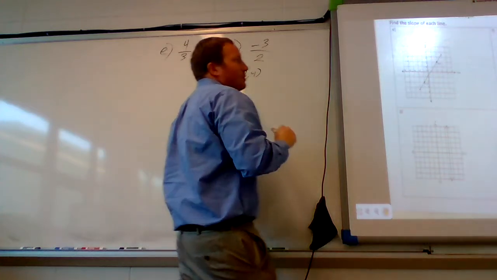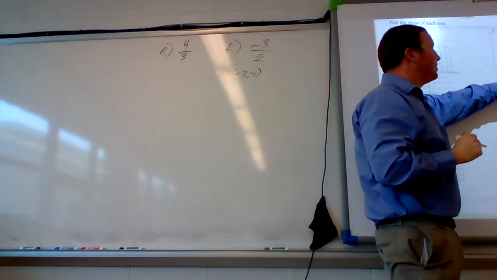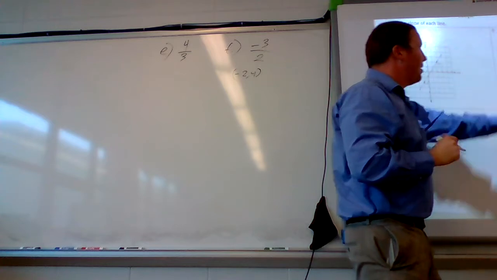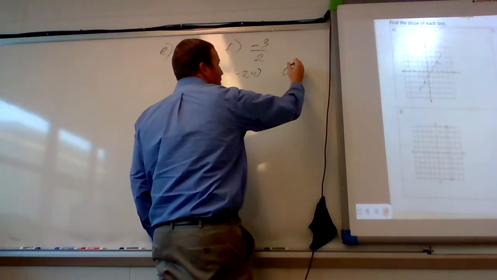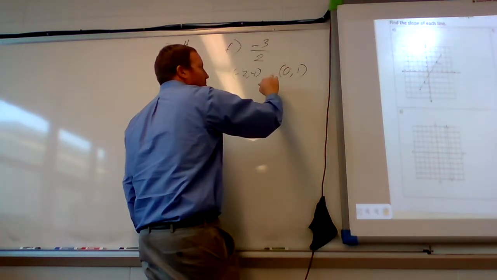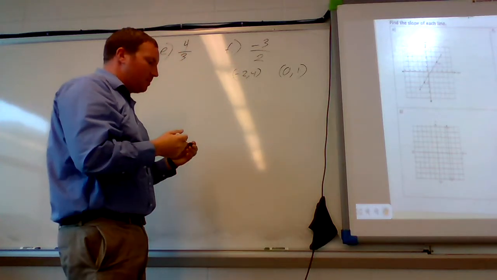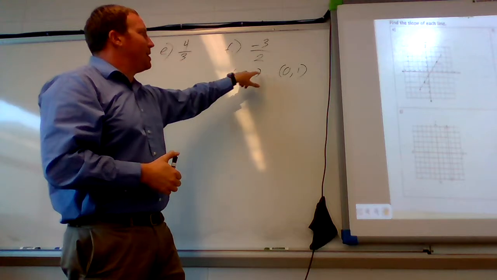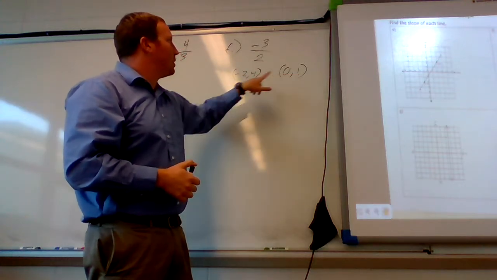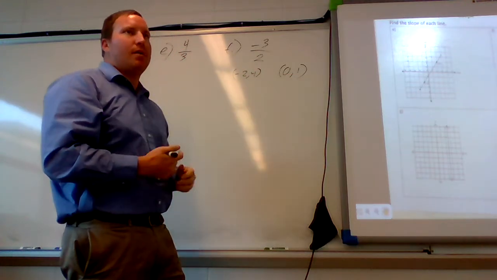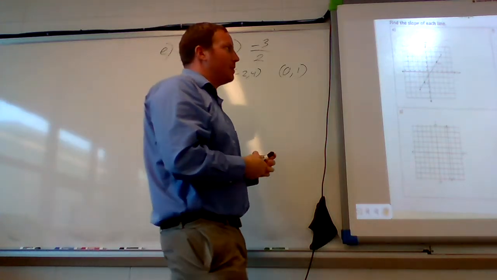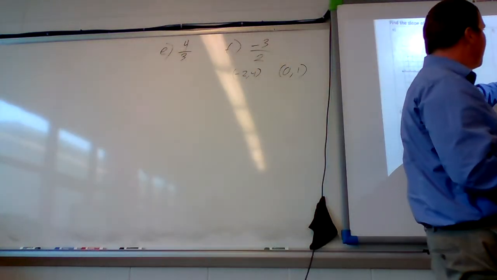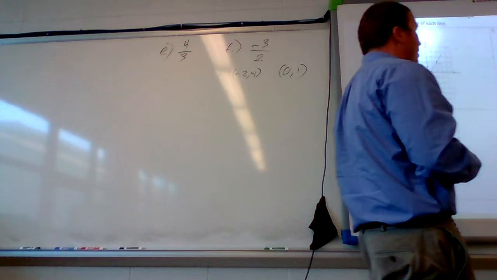Our second point was 0 on the x-axis. This is our y-axis here, and it was 1 on the y-axis. So that's actually our y-intercept as well. So we went down 3 units and we went over 2. Why do you get 0, 1 though? My bad, I see it now.